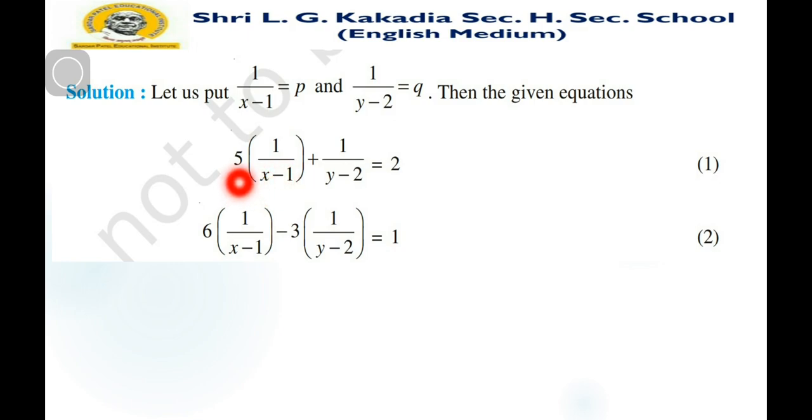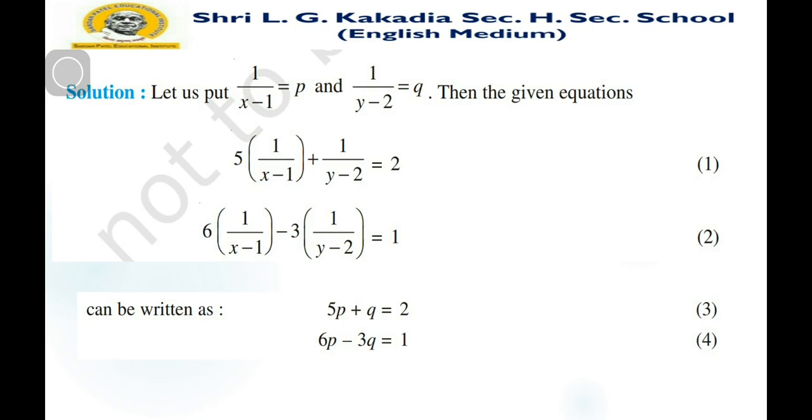Now putting these two values in the equations, we have 5 into 1 over x minus 1 plus 1 into 1 over y minus 2 is equal to 2, and 6 into 1 over x minus 1 minus 3 into 1 over y minus 2 is equal to 1. Here we put 1 over x minus 1 as p and 1 over y minus 2 as q in both equations. Then we get 5p plus q is equal to 2, that is equation number 3, and 6p minus 3q is equal to 1, that is equation number 4.